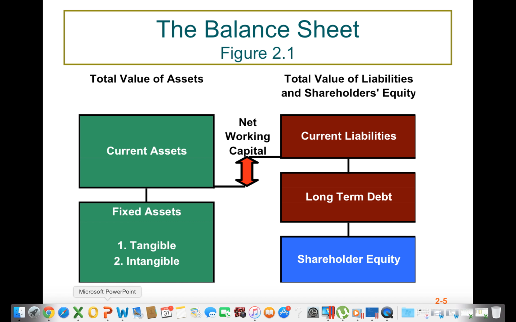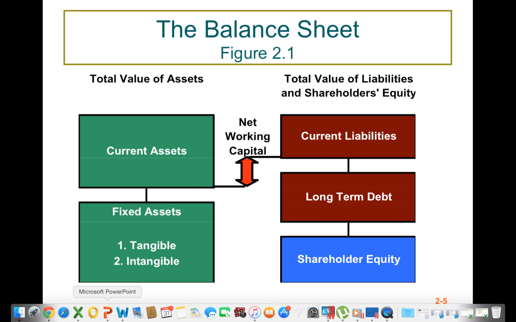Current assets are assets with a life less than 1 year. Fixed assets have a longer life. There's tangible and intangible fixed assets. Examples of a tangible fixed asset could be something like a truck. An example of an intangible fixed asset could be something like a patent.